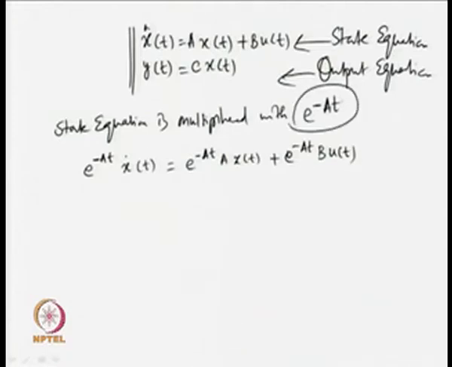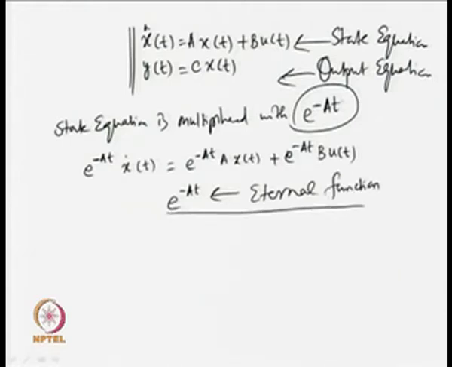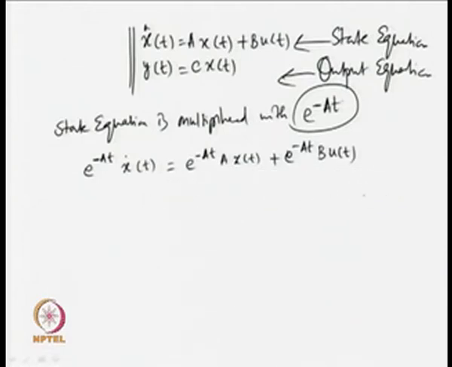This e to the power minus A t is often known as the eternal function. Why is it called the eternal function? Because it plays an important role in mathematics as well as in solving many differential equations. That is why it is called an eternal function. So, with the help of the eternal function, I can write this expression in the form of e to the power minus A t x dot t.